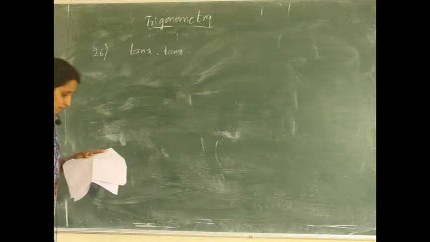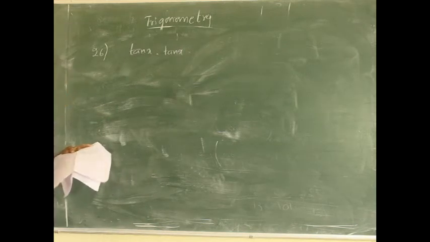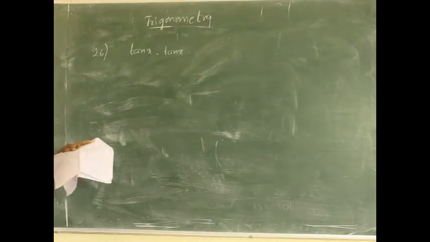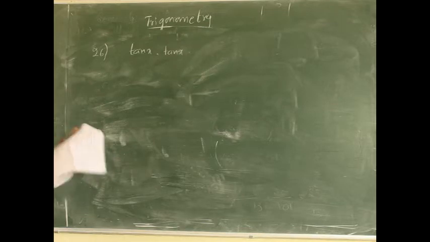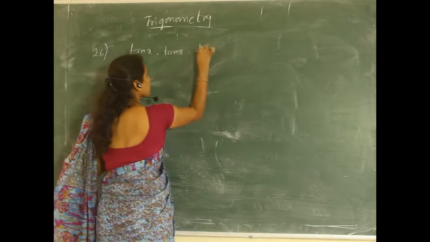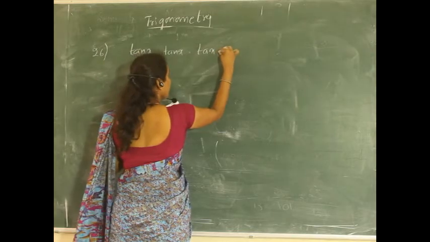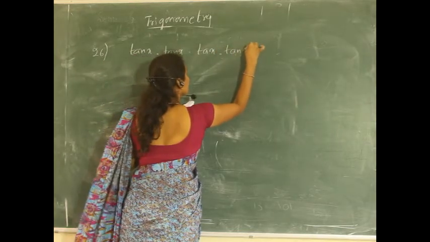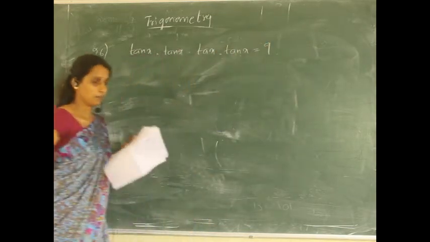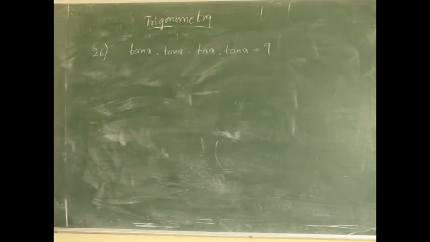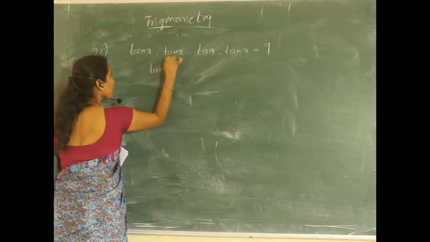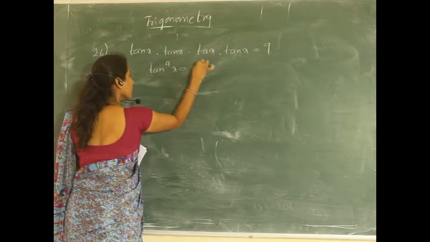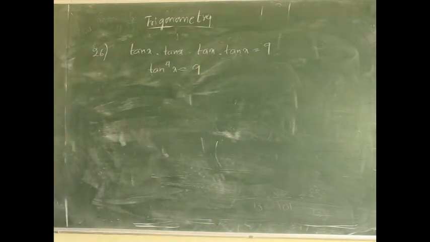That is also tan x, because when we write secant x as 1 by cos and cosec x as 1 by sin, sin goes to the numerator and cos goes to the denominator, so we are getting again sin by cos, that is tan x. Then again 1 into 1 by cot is again tan x, equal to 9. So this is tan power 4 x equal to 9.